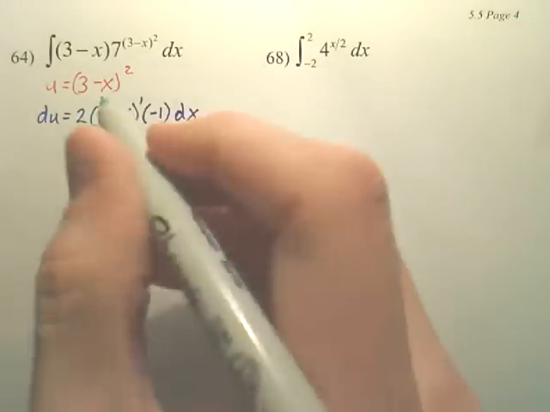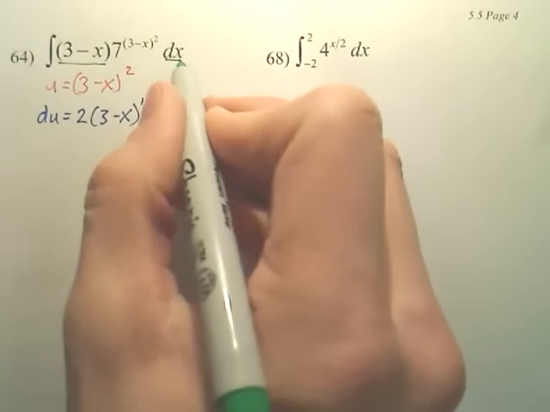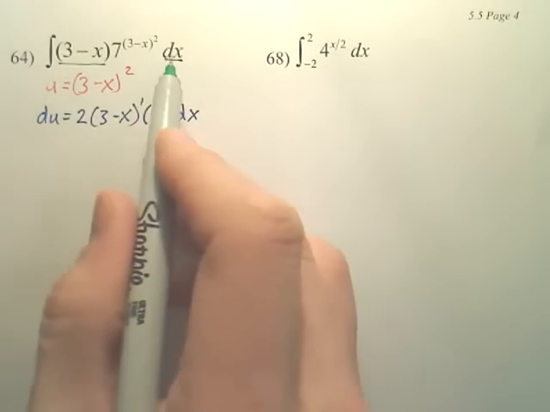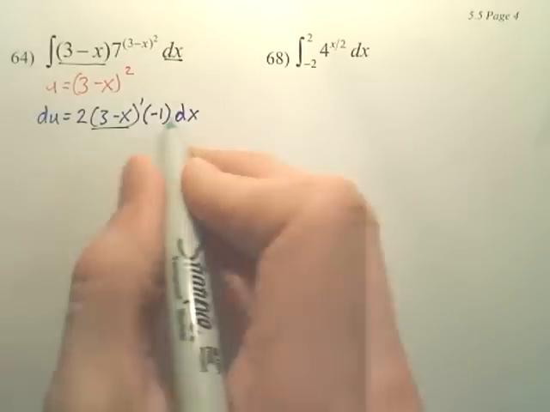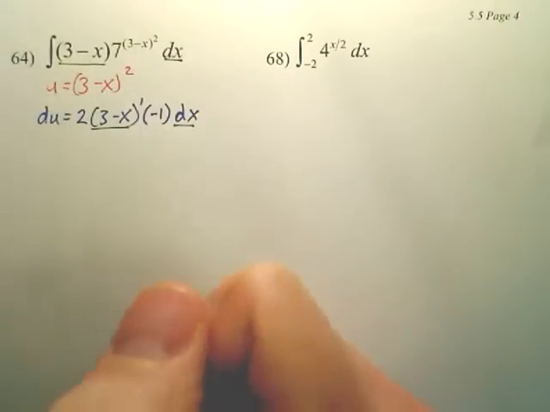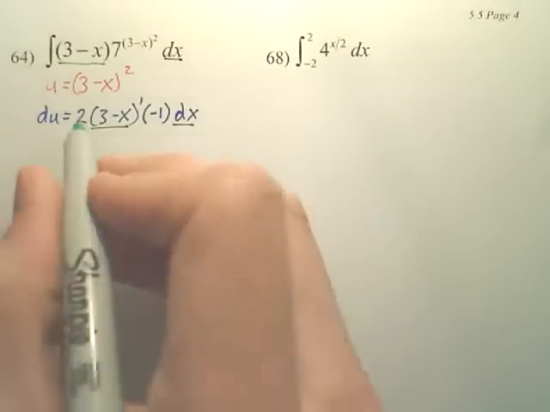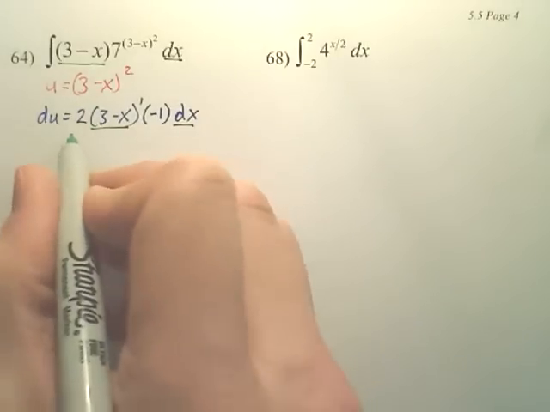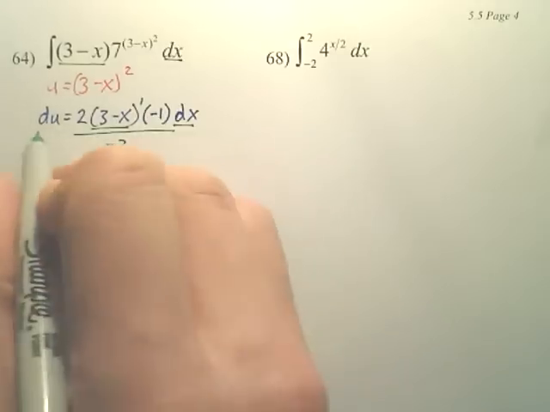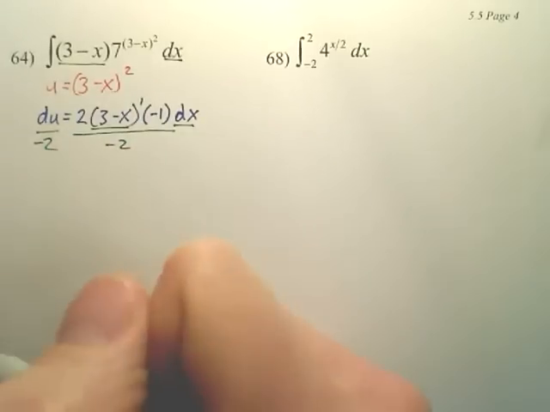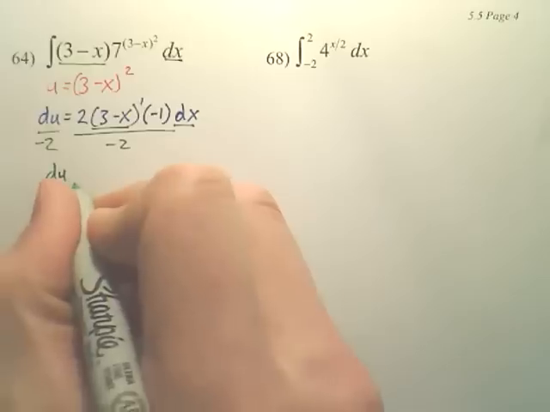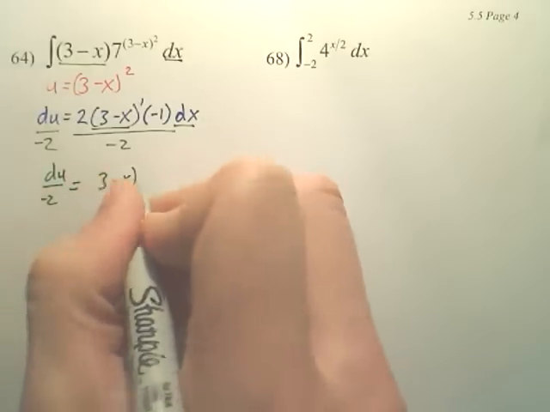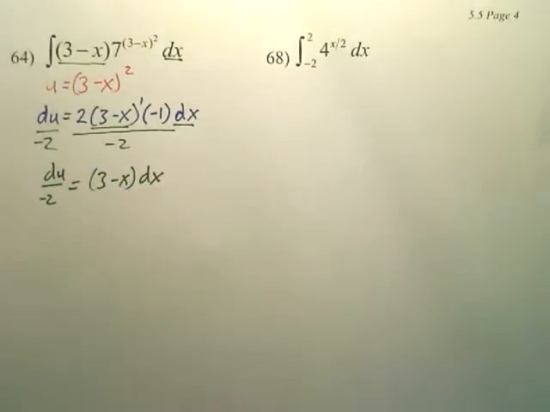From there, I need this to disappear, don't I? I need a 3 minus x and the dx to disappear into a du. And don't I have a 3 minus x and a dx there? So to get it by itself, I'm going to divide by negative 2. So I have du over negative 2 equals 3 minus x dx.